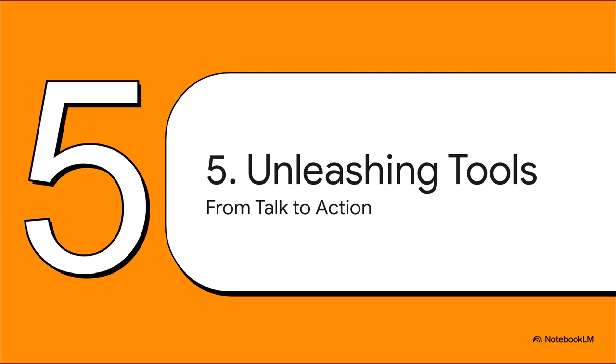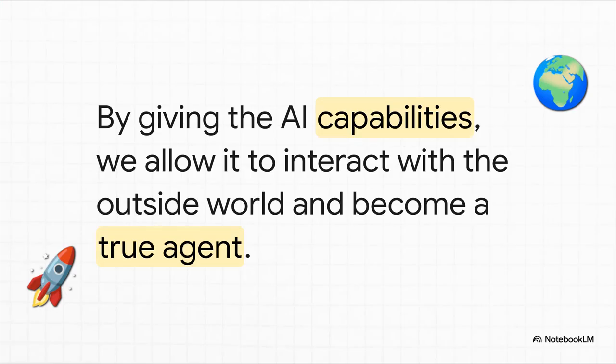This is where it all comes together. This is where we deliver on that initial promise. We've programmed our agent, we've given it a memory. Now, we're giving it tools so it can stop just talking and start doing. By enabling these capabilities, we're giving our agent real tools. We're letting it loose to interact with the world. This is the moment it goes from just a knowledge base to a true active assistant.